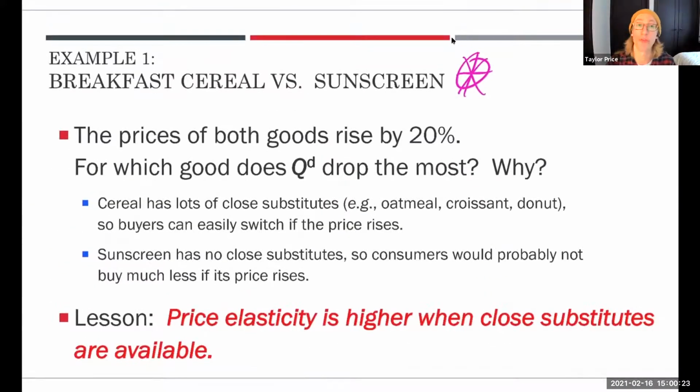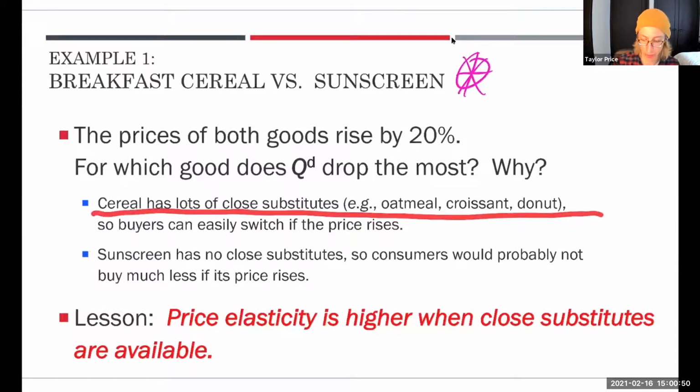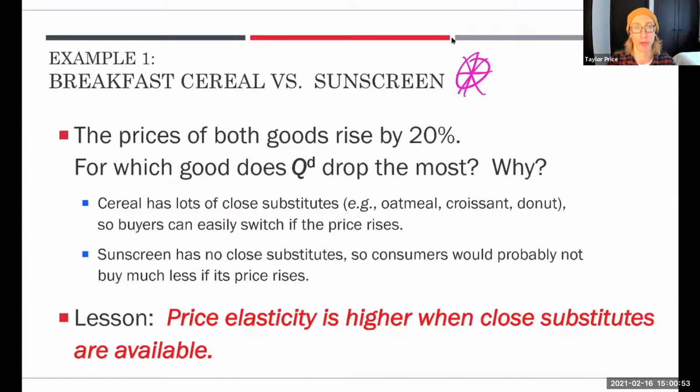Okay, so for the first example, I'm going to talk about substitute goods. The example here is breakfast cereal and sunscreen. The price of both goods has risen by 20%. For which good does quantity demanded drop the most and why? When we're talking about substitutes, we think of goods that people can move to consuming if the other good changes in price. For example, cereal has a lot of substitutes because it's just a general breakfast food. You can switch between cereal and oatmeal, cereal and a croissant, cereal and a donut, if the price of cereal rises a lot.